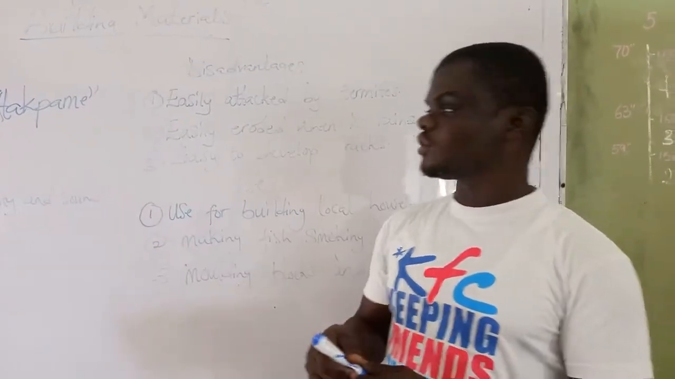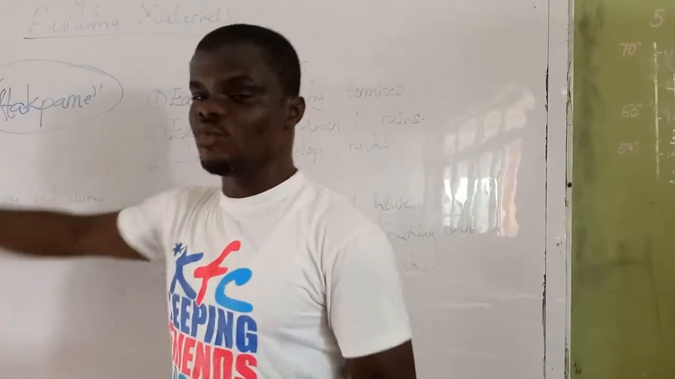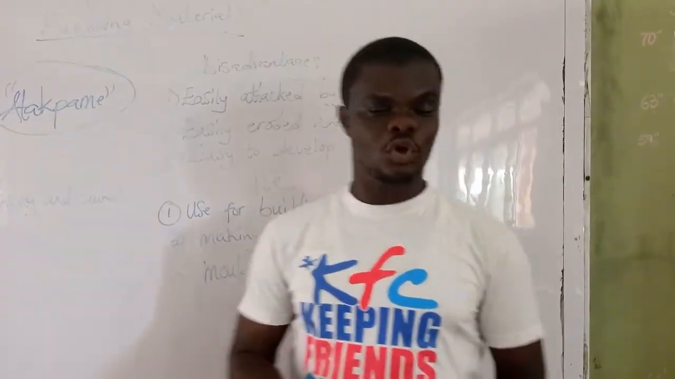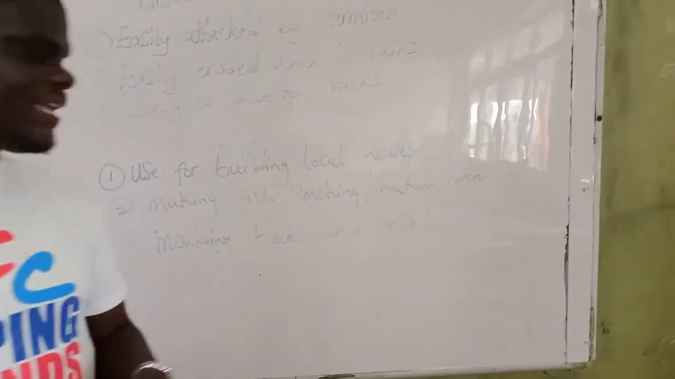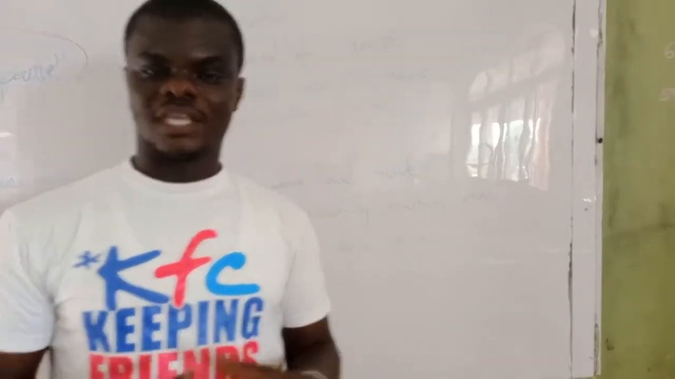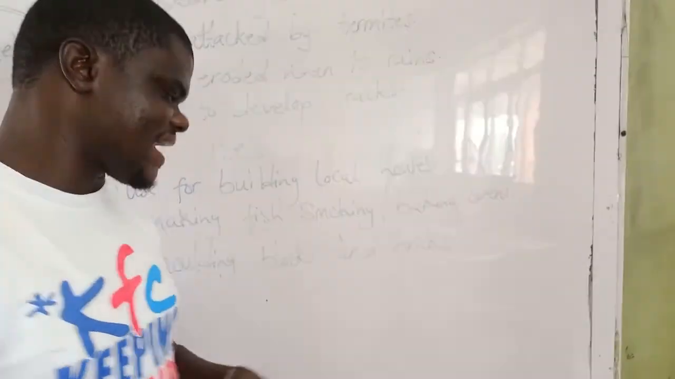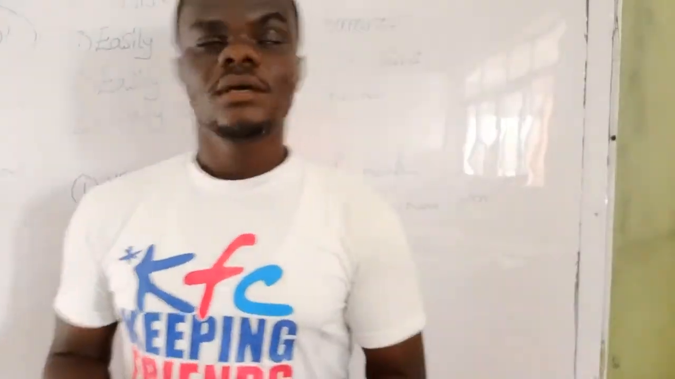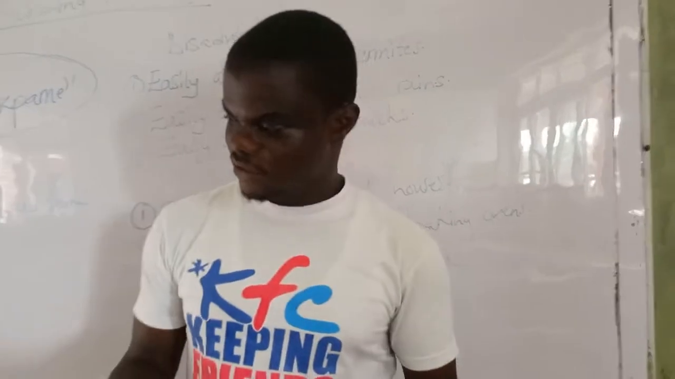So our forefathers used to sleep in what we call those mud houses. This is the name given to the mud houses. Good. Then it's also used for making fish smoking and baking ovens. It is also used for molding bricks and blocks. Good.